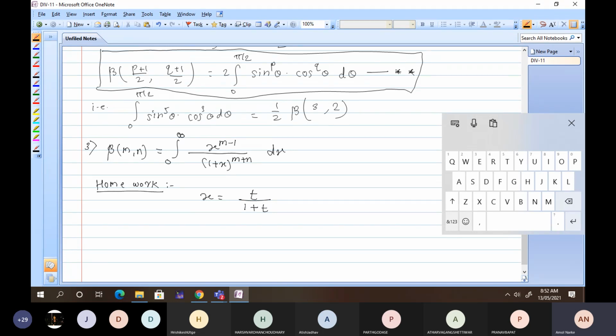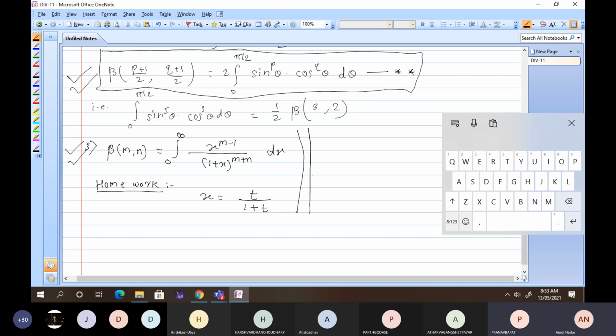But the three definitions we are talking about: the first one is the standard definition, the second one is in terms of sine and cos, and the third one is in terms of infinity, 0 to infinity, x raised to m minus 1, divided by 1 plus x raised to m plus n, dx. This is important, and by doing this substitution you will get the answer. So can you do this example as homework by using this substitution? Yes, sir. Okay, just try it.